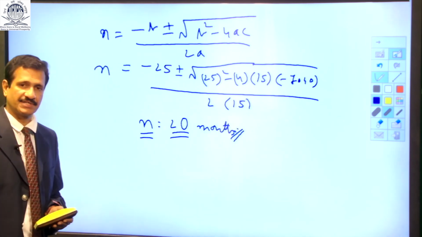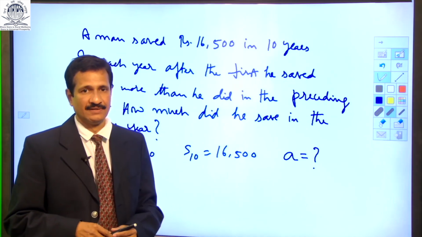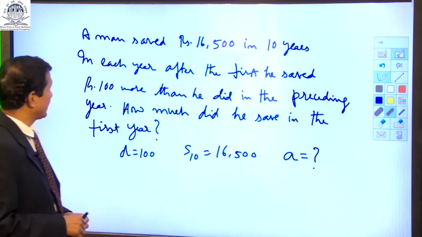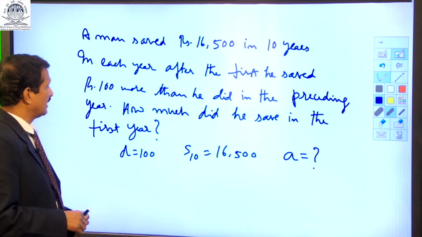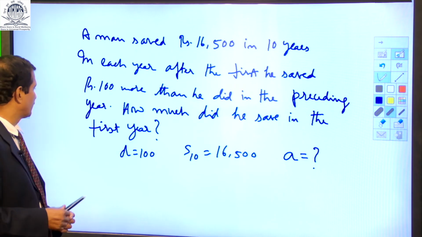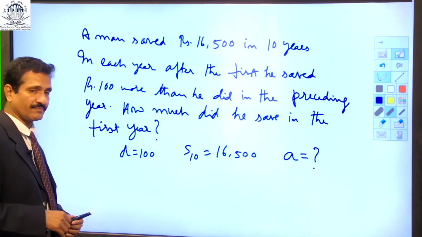So this is the application of arithmetic progressions. Now let us move to another application of arithmetic progressions. The problem is, a man saved rupees 16,500 in 10 years. In each year after the first, he saved rupees 100 more than he did in the preceding year. How much did he save in the first year?